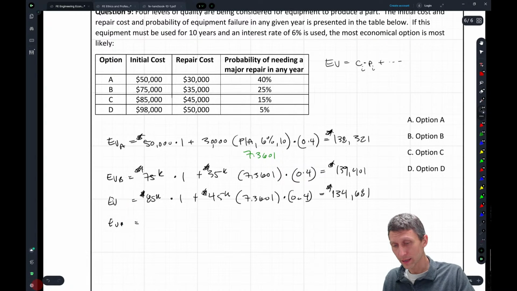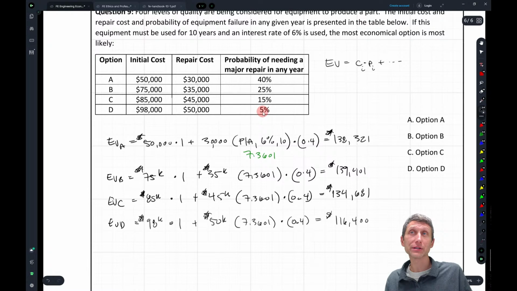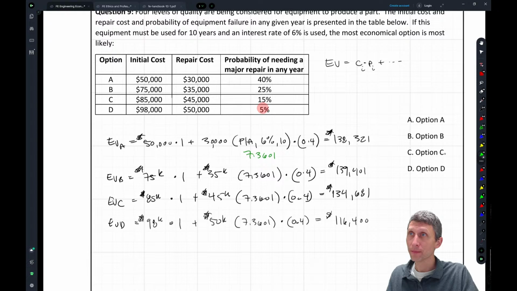We are going to get essentially the same type of thing here. All that we're going to do is change numbers, and we're going to say 98K times 1 plus 50,000 times 7.3601 times our 0.4, and this one's actually going to be our best option. It's $116,400. So increasing that quality actually pays off. Even though we're paying quite a bit here, the probability of failure is so low that it's economically kind of the best answer.